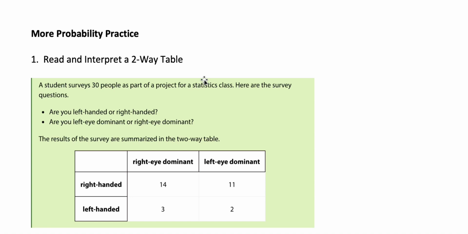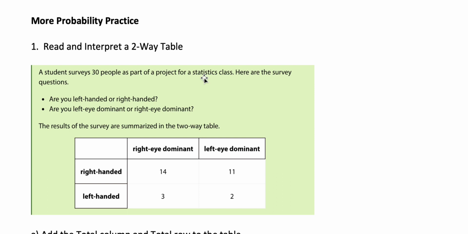Let's take a look at these probability practice problems. In this first problem, you're given information in the form of a two-way table about a survey of 30 students. A two-way table is appropriate when you've used two different ways of dividing a group of subjects, whatever the subjects may be. In this case, we divided them by whether they're right or left eye dominant, and then whether they're right-handed or left-handed. And so we have four different categories.